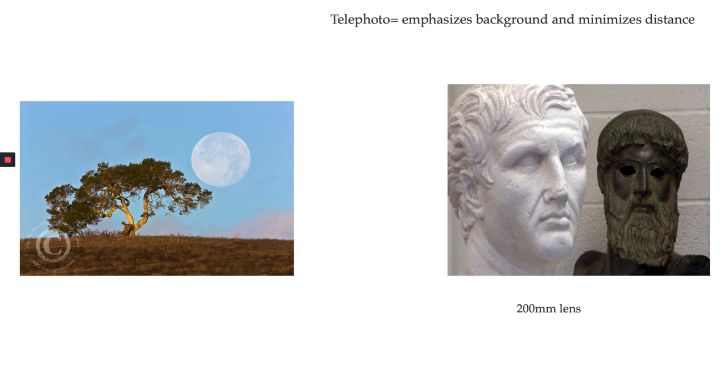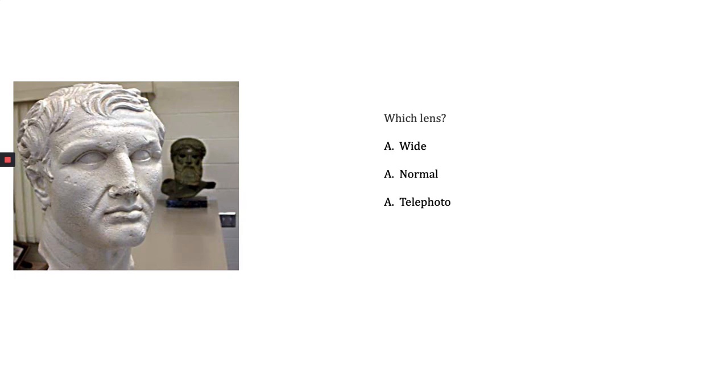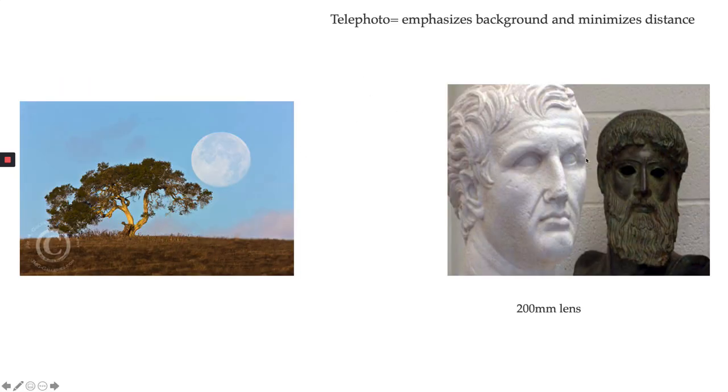It'll make it seem as though the foreground and the background are almost the same distance between them. Here you see the moon and this tree. It seems as though they're on top of one another, to minimize the distance. And here you see the same image with the 200 millimeter lens. Sorry, my mouse keeps changing the slide every time I touch it. But here you see it's compressing distance.